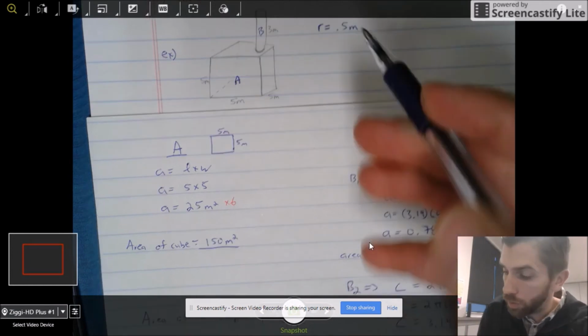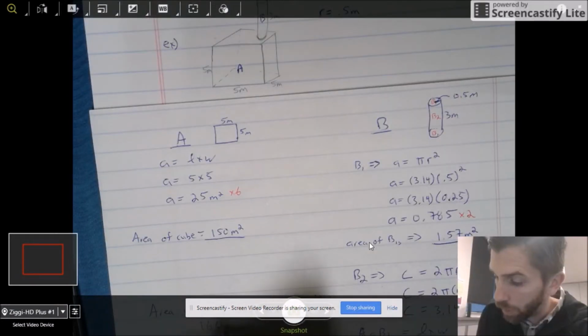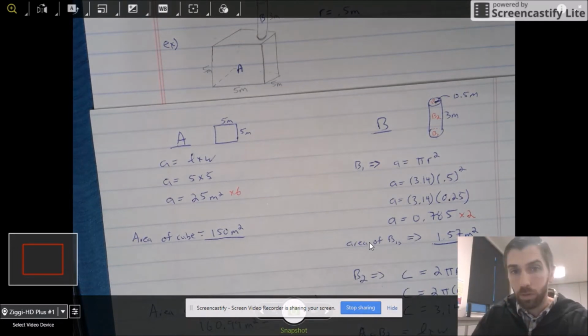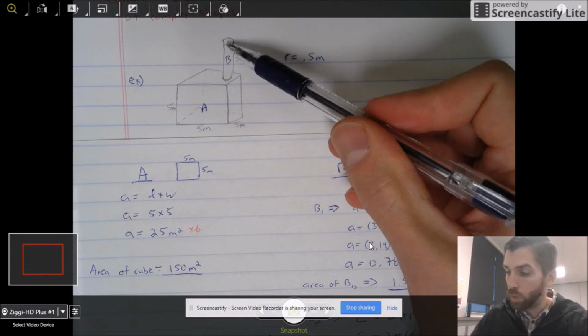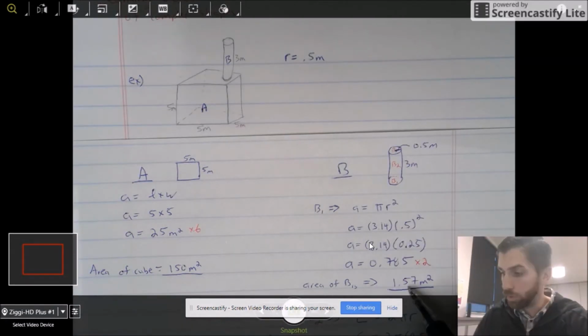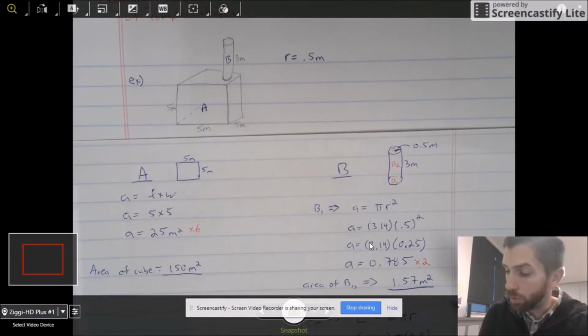So I'm going to go 160.99 meters squared, and I need to subtract 2 of these circles. So what is the area of two of the circles? Well, I already figured that out actually, and we added it in. We just need to remove it now. 1.57 meters squared.